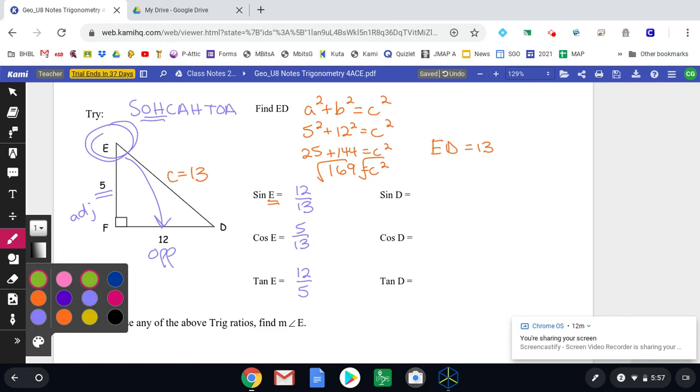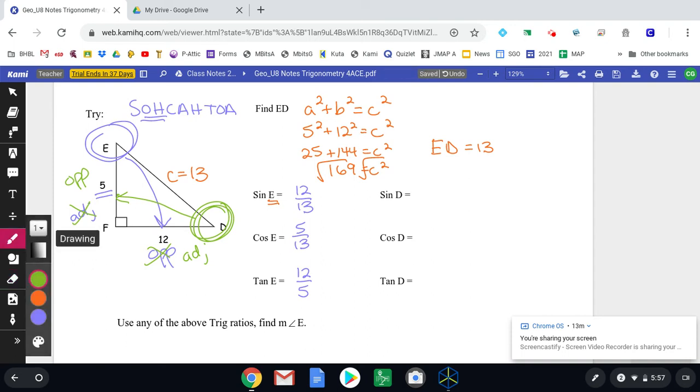Now, if D is my angle, all of a sudden this is my opposite and this is my adjacent. So my sine of D, my opposite side, oh, I'm sorry, silly me. My opposite side of D is 5 over 13. My cosine of D, my adjacent over my hypotenuse, there's my 12 over 13. And my tangent of D, my opposite over my adjacent, is going to give me 5 over 12.